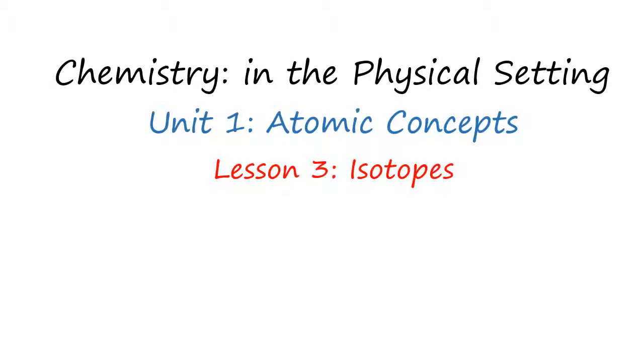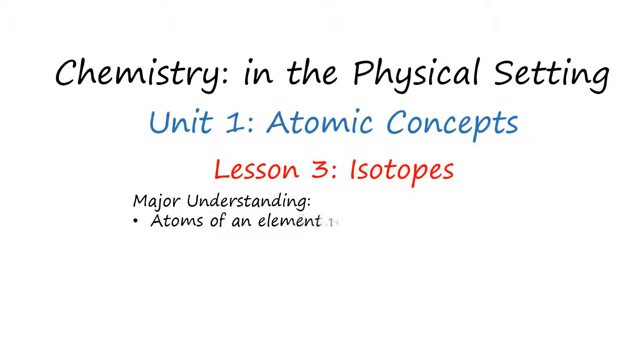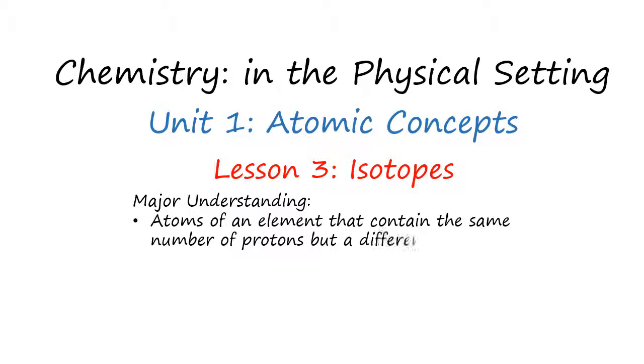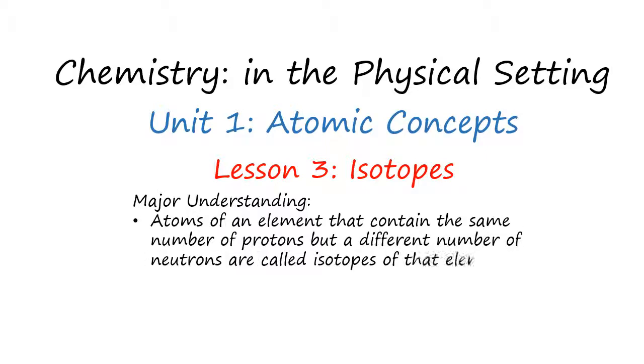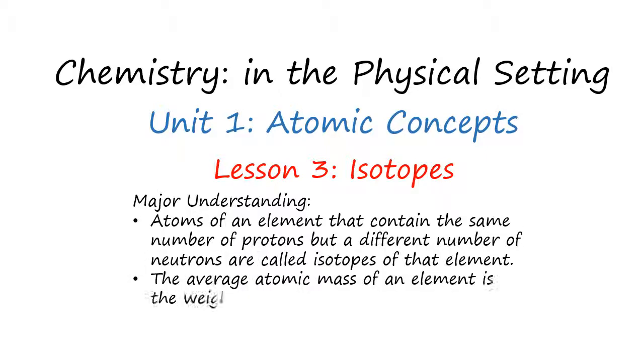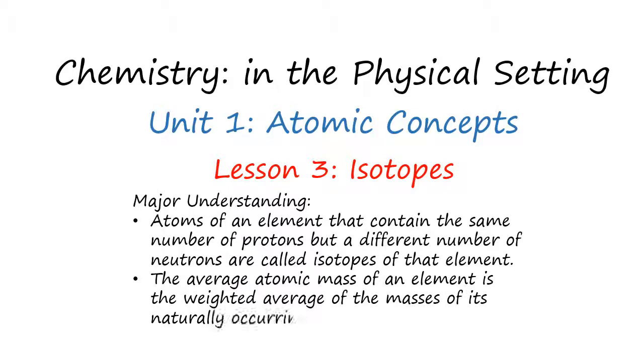This lesson will deal with isotopes, and our major understanding for today is that atoms of an element that contain the same number of protons but different numbers of neutrons are called isotopes, and the average atomic mass of an element is the weighted average of the masses of its naturally occurring isotopes.